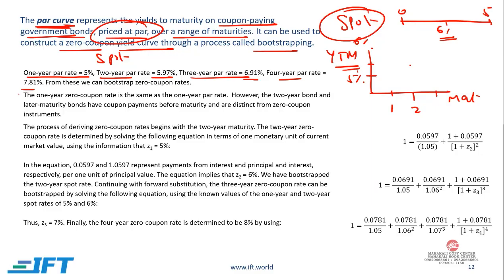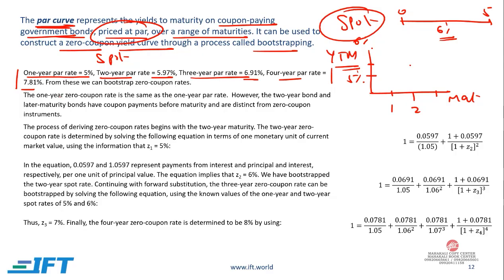The curriculum shows how these par rates can be used to come up with spot rates. And the process is called bootstrapping. You don't need to understand the details of the process, but just at a basic level, you need to understand how this works. The learning outcome says that you need to be able to describe how this works. And if you understand this example, you'll be in good shape.